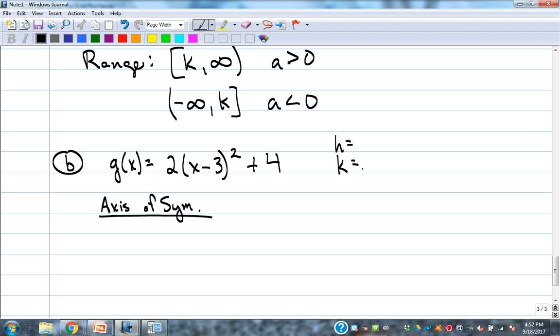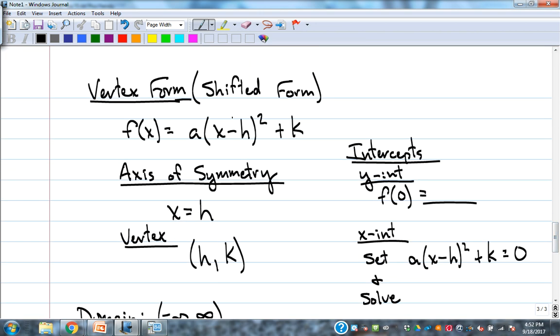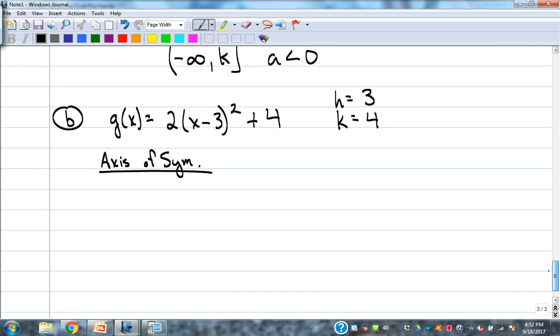What's h? Almost. Oh, it's just 3. The minus sign is standard in there. So we take 3. And k, in this case, would be 4. Positive 4 because it's a plus 4 on the outside. In the form we're given, it's always the opposite inside there and then the same thing on the outside. So the axis of symmetry for this one would be x equals what? 3, the h value.